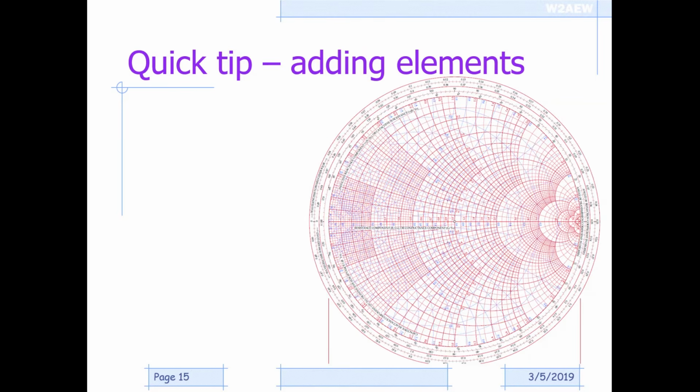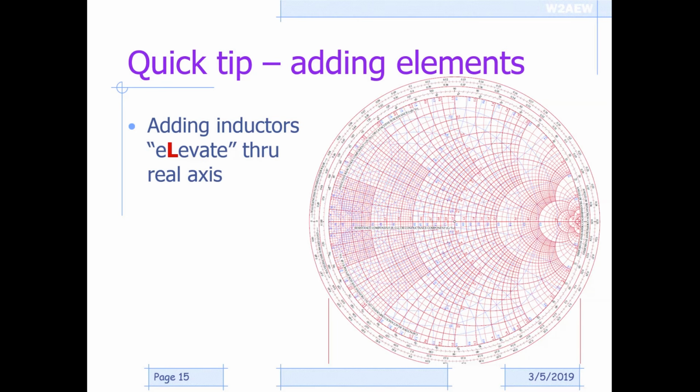So here's a quick tip to remember which direction you rotate in. When you're adding inductors, you elevate through the real axis. So adding series inductors rotates up through the real axis this way along the constant resistance circles, and then adding parallel inductors rotates on the constant conductance circles up through the real axis. So we're elevating through the real axis. Kind of corny, but it works.